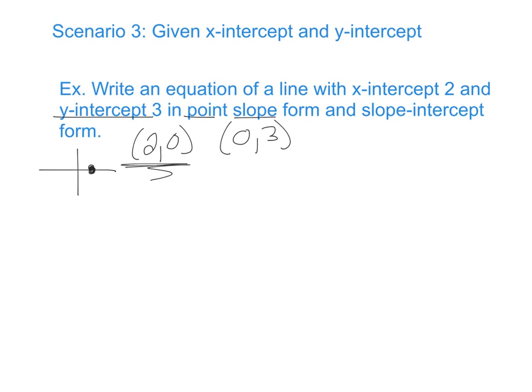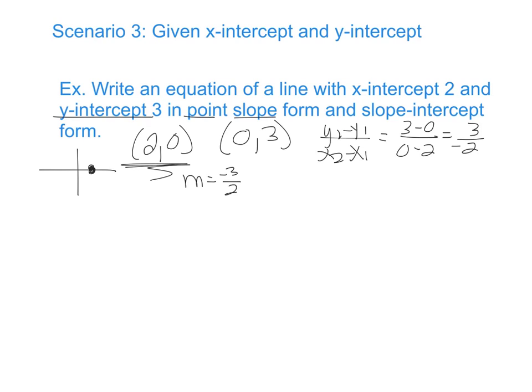But I also need a slope, so let's use our slope formula. y2 minus y1 over x2 minus x1 equals, our y2 is 3 minus 0 over our x2 is 0 minus x1 is 2. So we end up with 3 over negative 2, or negative 3/2. That negative can be either at the 3 or the 2 or just in the middle of the fraction, negative 3/2. Okay, so I have m equals negative 3 over 2.